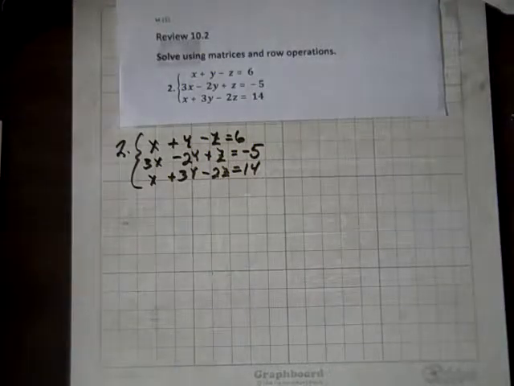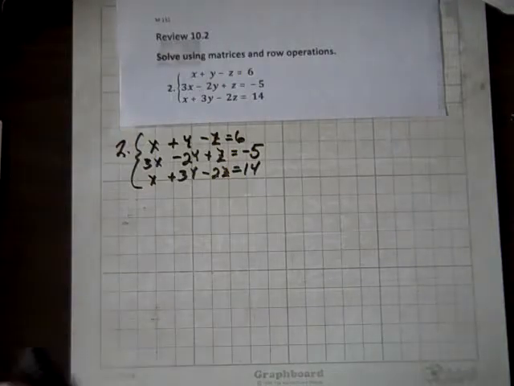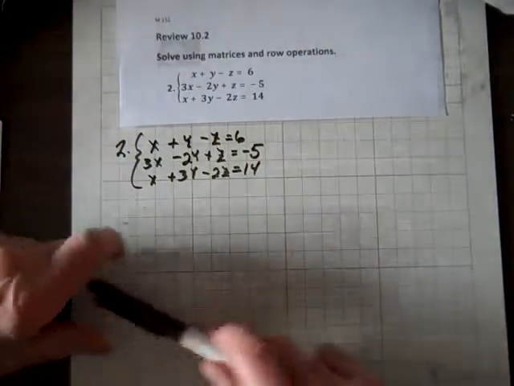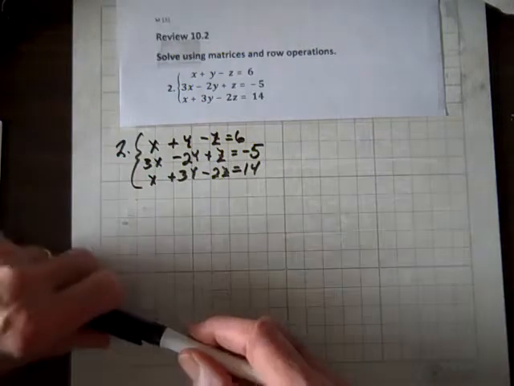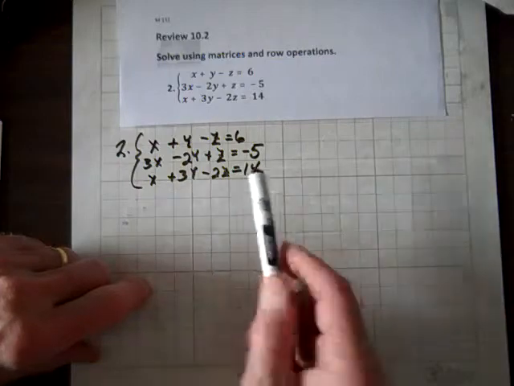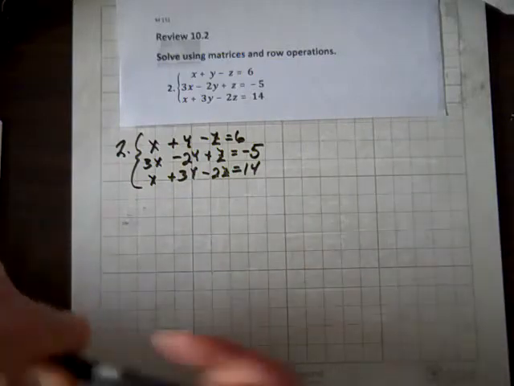Now we're going to solve the system. This is question 2. x plus y minus z equals 6. 3x minus 2y plus z equals negative 5. And x plus 3y minus 2z equals 14.